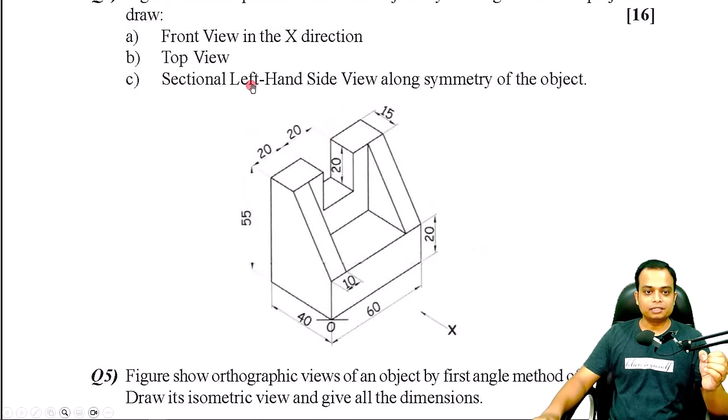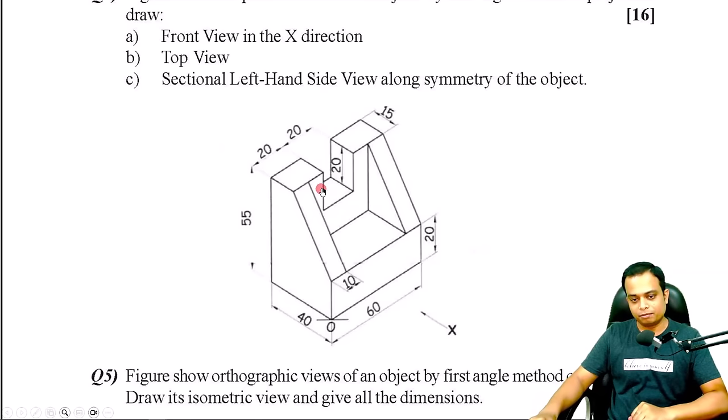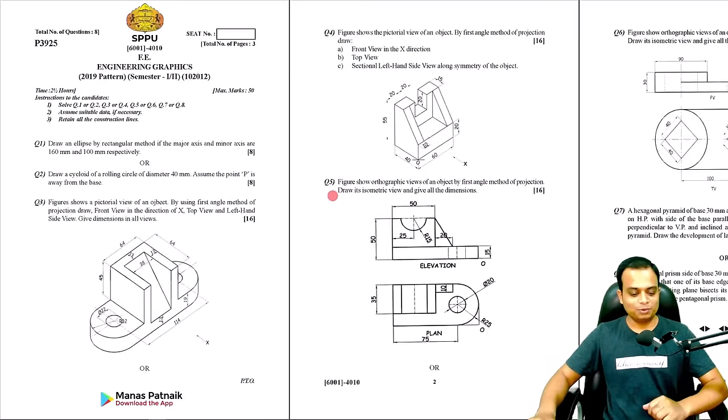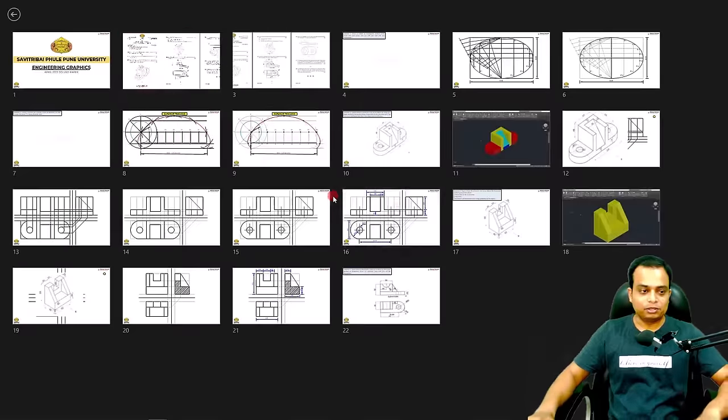And then you've got the sectional left hand side view along the symmetry of the object. Okay. The object actually is symmetrical about a vertical plane, which passes through somewhere here, right? Exactly the center along this length. You can pass a vertical plane through it. And then you need to create the sectional left hand side view. How to do that and much more, keep watching this video. This is going to be very interesting.